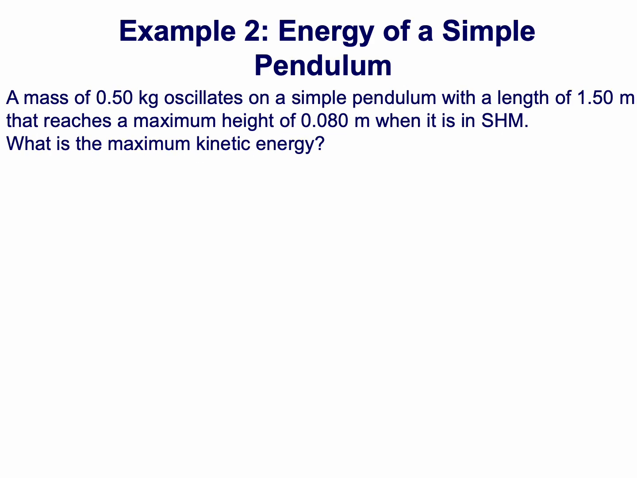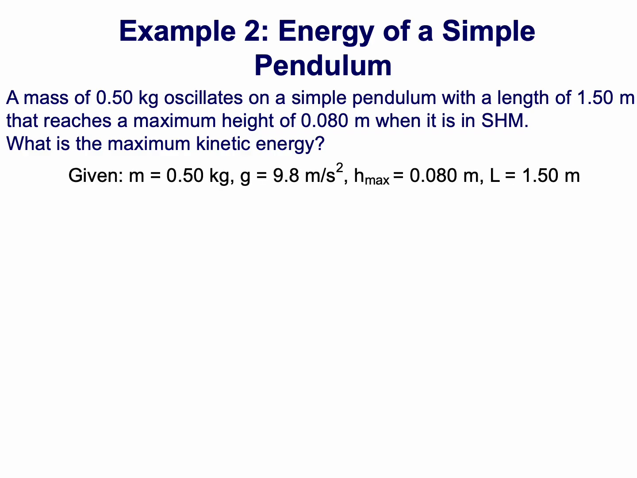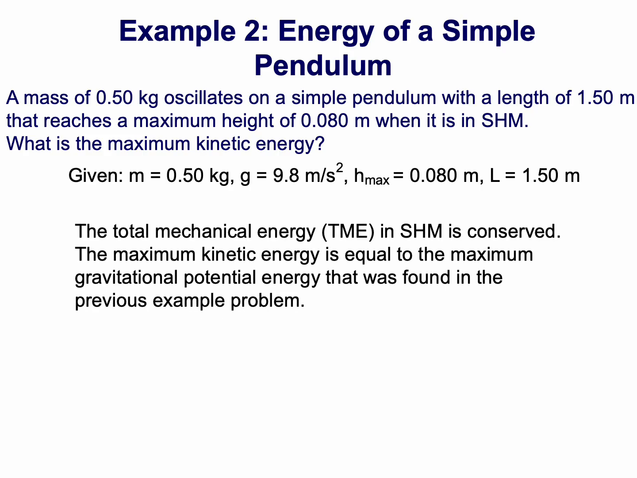So when we do this, we can look at the same kind of question when we're looking at maximum kinetic energy. It looks like it's the same information. We know that total mechanical energy is conserved. The maximum kinetic energy is equal to the maximum gravitational potential energy. So we're just stealing that number. And so we know that there is a maximum energy at the bottom, which is the same as the top. And that's that 0.39 joules. That was that value from before.